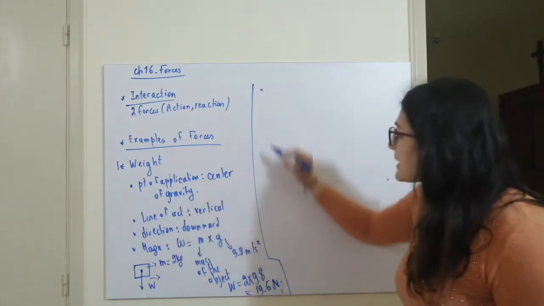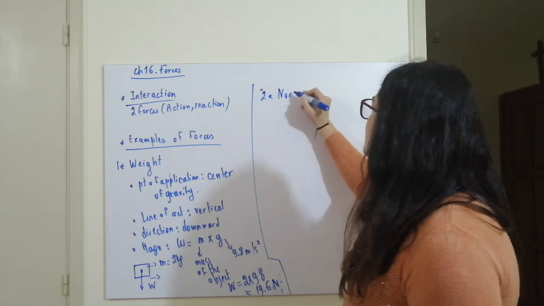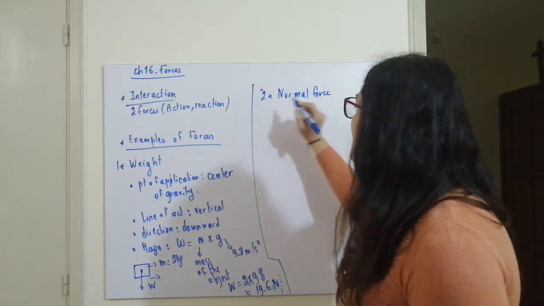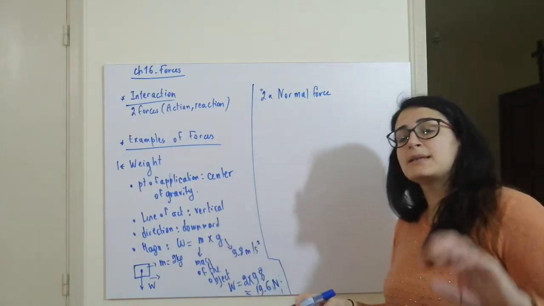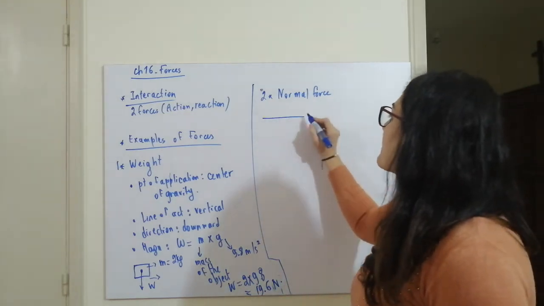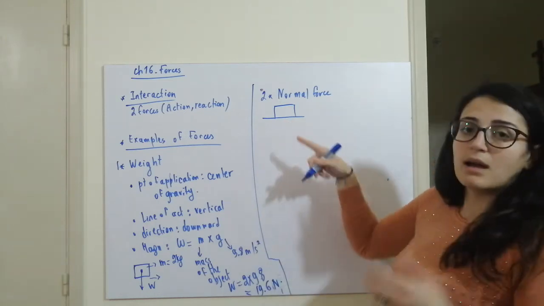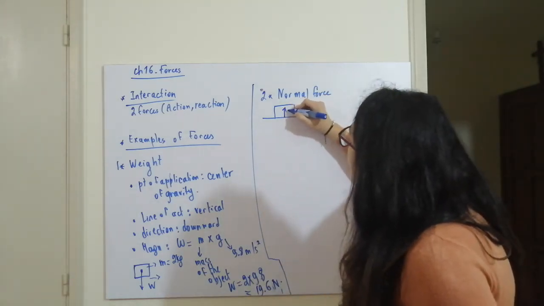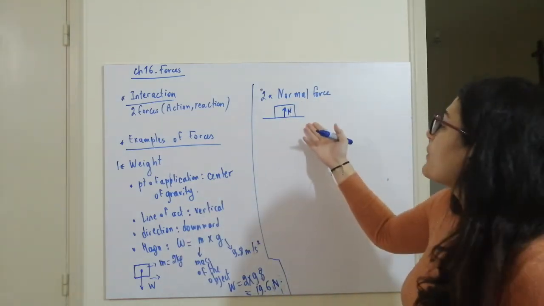Now, the second force you should know is the normal force. The normal force is the force applied by any plane on which you are putting an object. Let's say I have this box on this table. This is N. It's also vertical, but it's going upward.